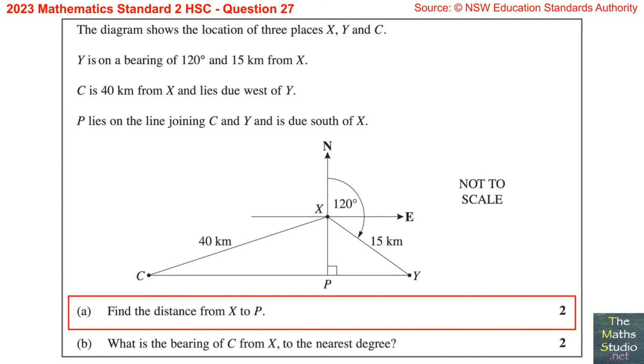Question 27. The diagram shows the location of three places, X, Y, and C. Y is on a bearing of 120 degrees and 15 kilometers from X. C is 40 kilometers from X and lies due west of Y. P lies on the line joining C and Y and is due south of X. Part A. Find the distance from X to P.